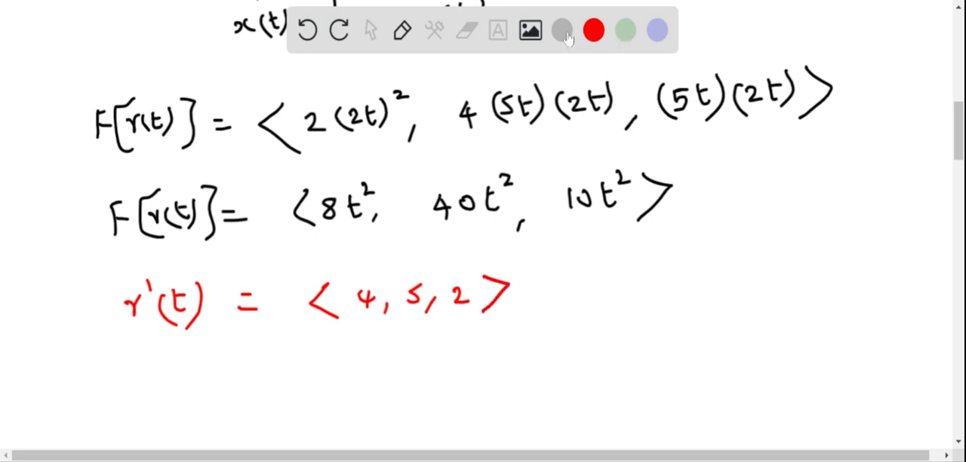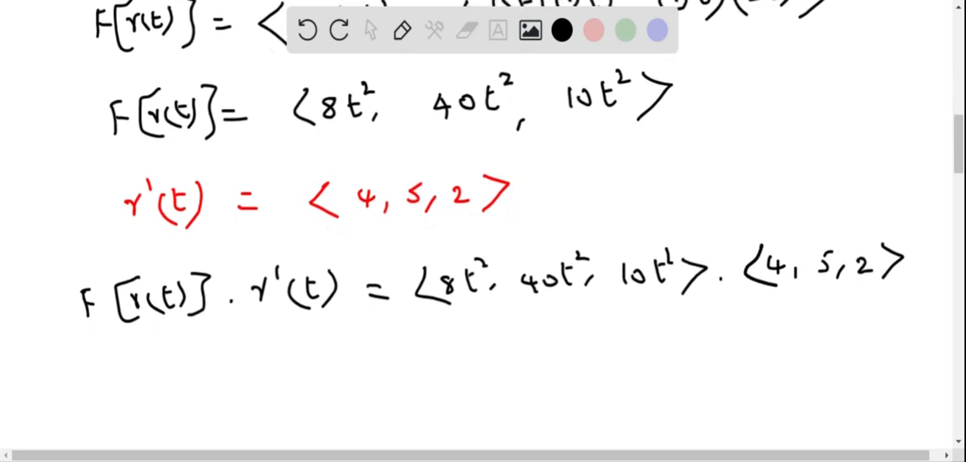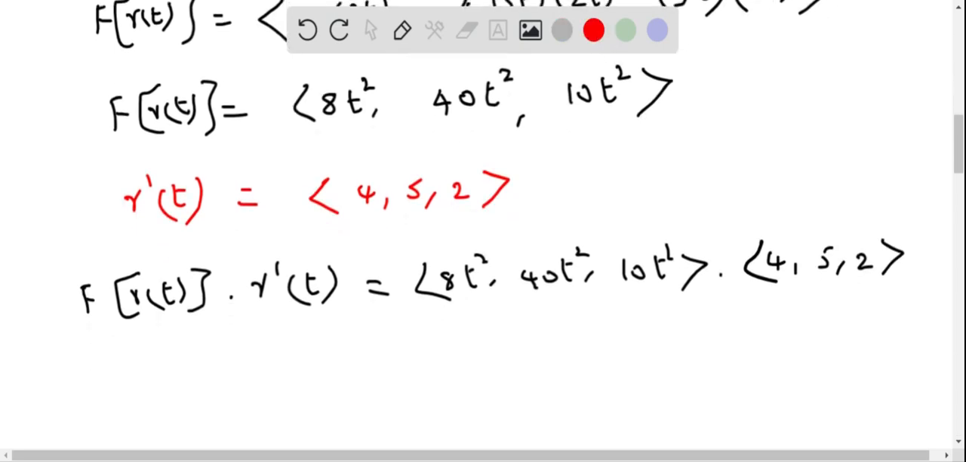We can also calculate this f of r of t, which we'll be copying into the integral dot product with r prime of t. So let me replace f of r of t, which is 8t squared comma 40t squared comma 10t squared dot with 4 comma 5 comma 2. In dot product, we just have to multiply the corresponding components. That is 8t squared has to be multiplied with the 4, and 40t squared has to be multiplied with the 5, and then 10t squared has to be multiplied with 2, and then we have to add all these quantities.